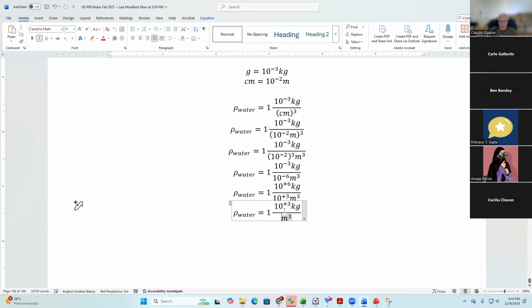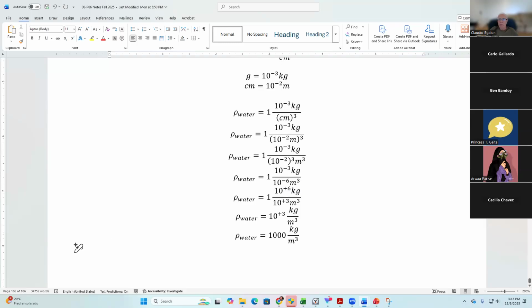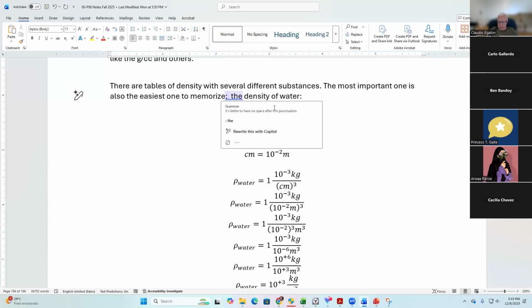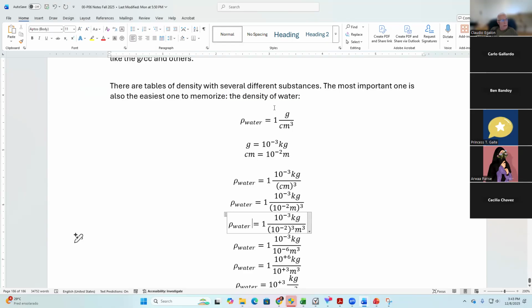And this one disappeared. So 1 gram per cubic centimeter is in reality 1,000 kilograms per cubic meter, changing from one unit to the other. Let's correct that here. Good.